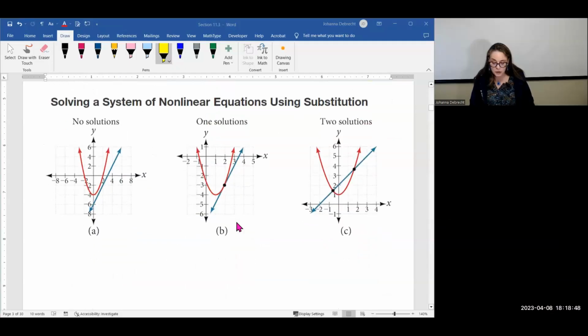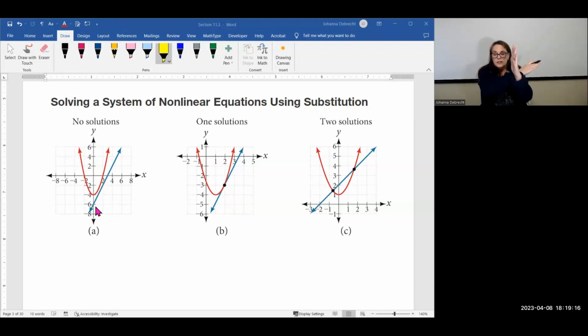Now that we've reviewed linear systems of equations, let's look at nonlinear systems of equations. In nonlinear systems of equations, at least one of the equations is not a line. So in this set of pictures right here, we're combining a parabola with a line. And we have more than just the three possibilities we saw last time. Well, we have three, but they're different.